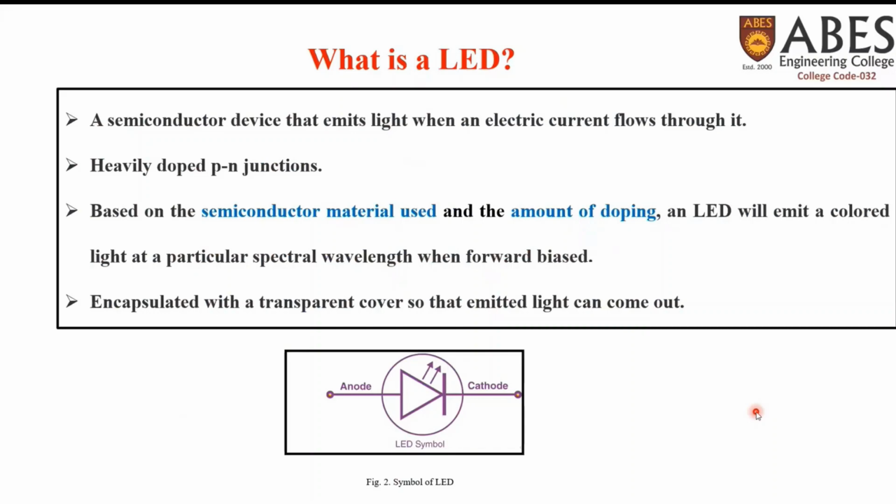LED structures are basically encapsulated with a transparent cover so that the emitted light can come out and be visible to our eyes. Here the symbol of LED is shown, where we can see that two arrows are being shown here, which tells that once the LED is forward biased, then the light would come out.